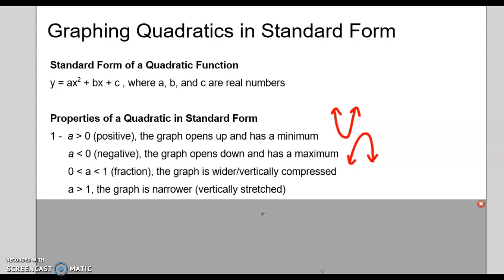And it also has the same effect as in stretching and compressing. If a is a fraction between 0 and 1, it's going to make it wider because it's vertically compressed. And if it is a number greater than 1, it's going to appear narrower, or like a skinnier U, because it's vertically stretched. So that's nothing different from vertex or transformational form.